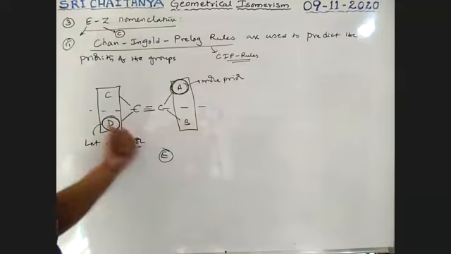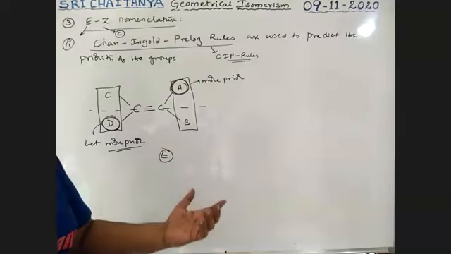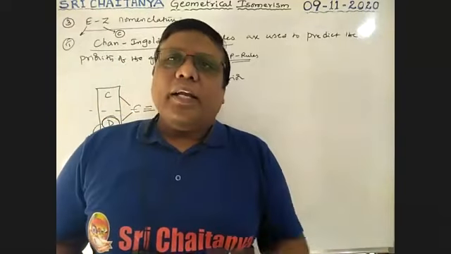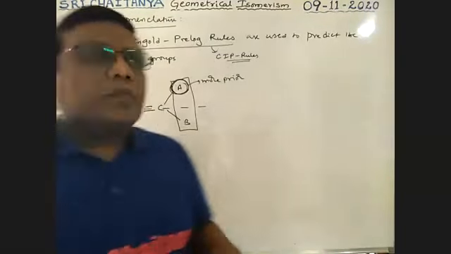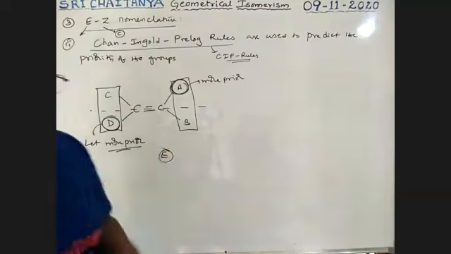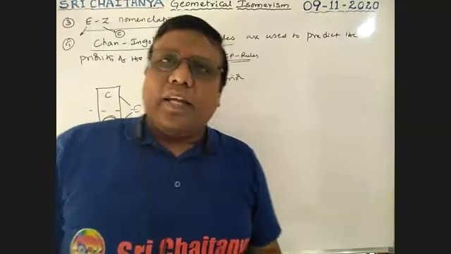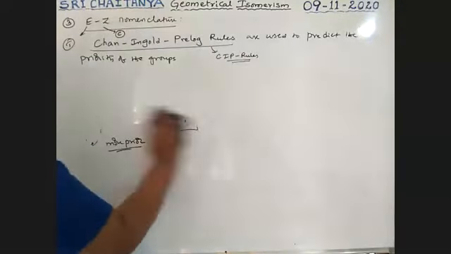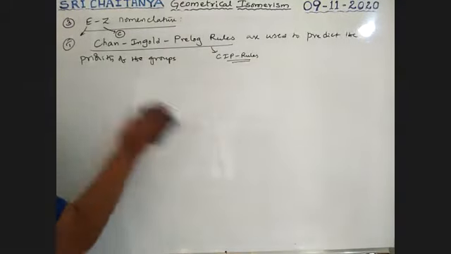For example, if both are on the same side, that is the cis form. That is Z form. Sir, how to identify which one is more prior? That is decided with the help of these CIP rules. So now let us discuss them one by one, boys. First CIP rule, see here.